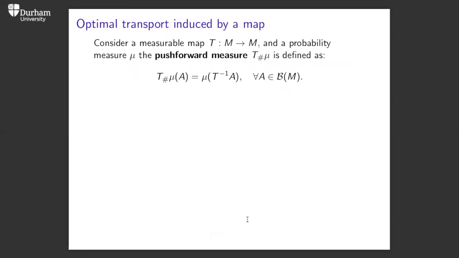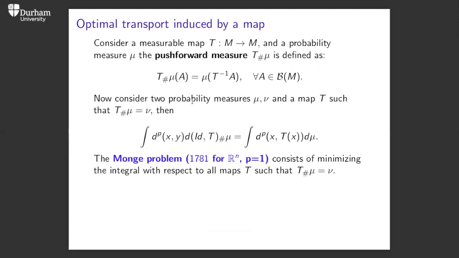We could also ask for more. For example, consider a measurable map T from M to M, and recall that the push forward measure is defined like this. The push forward of mu by T at a set A is simply computing the measure of the inverse image of A. With this, for two probability measures mu and nu, we will look at maps that push the measure mu to nu and take this integral instead. Notice that this plan is admissible in the previous sense and is equal to this. And this formulation of the optimal transport problem is the original one given by Monge.